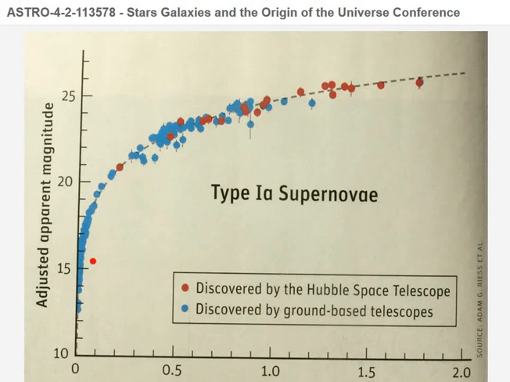So this slide, I like that all these points lie on top of each other, but it's a complicated diagram to explain, so I'll just say that this is really telling us that the type 1a supernovae really are all alike once you've corrected for their different metallicities.